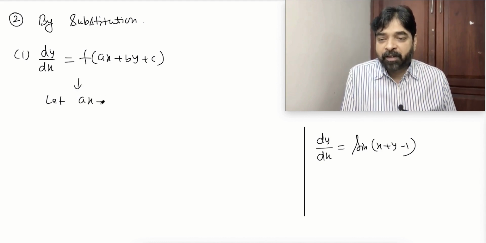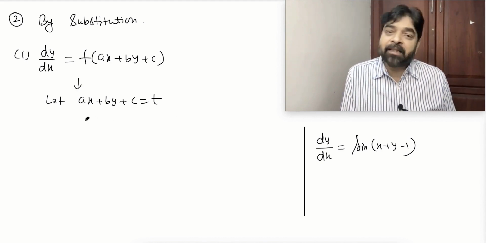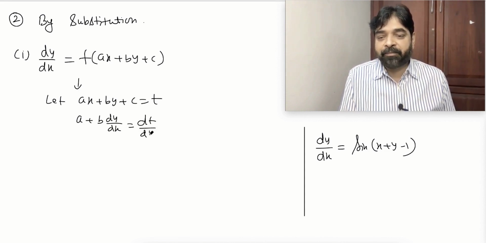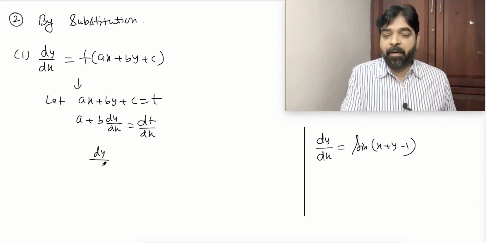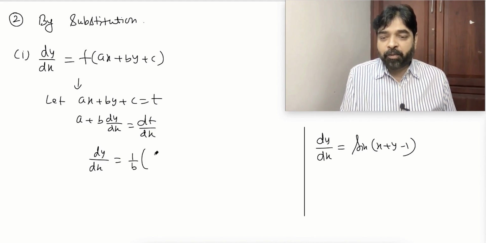I will do it first. Ax plus by plus c equal to t. Now differentiate, as we used to do in indefinite integration. So we'll get a plus b dy by dx is equal to dt by dx. So from here dy by dx will be equal to 1 by b into dt by dx minus a.